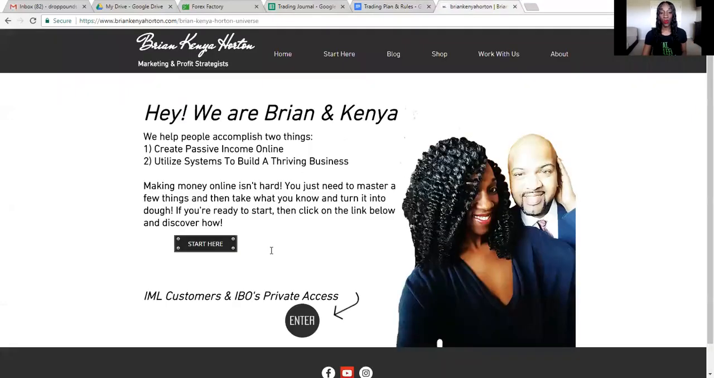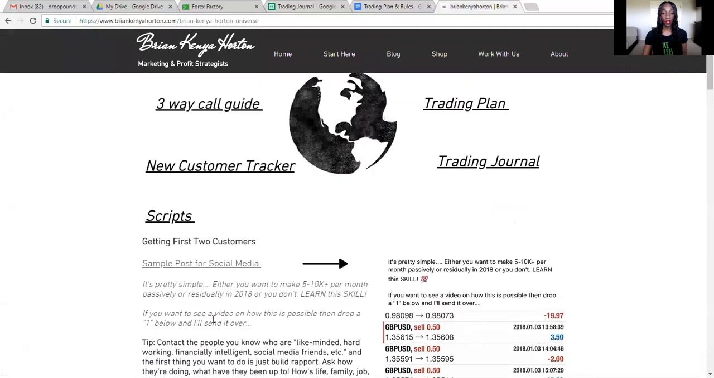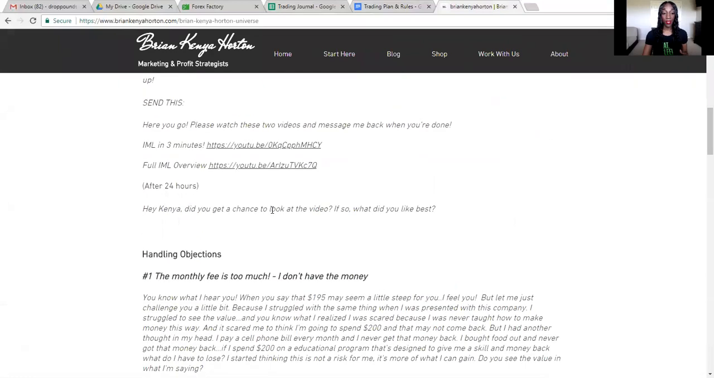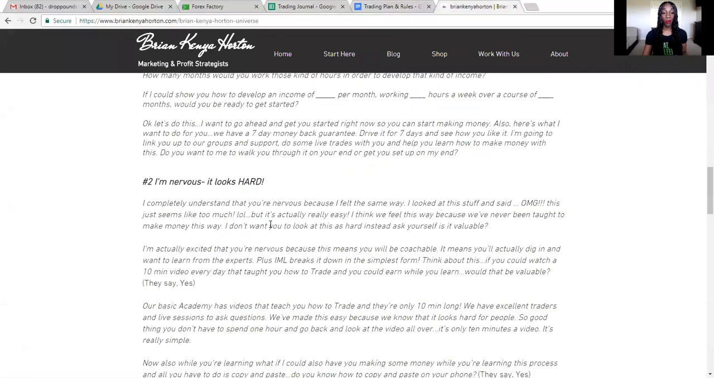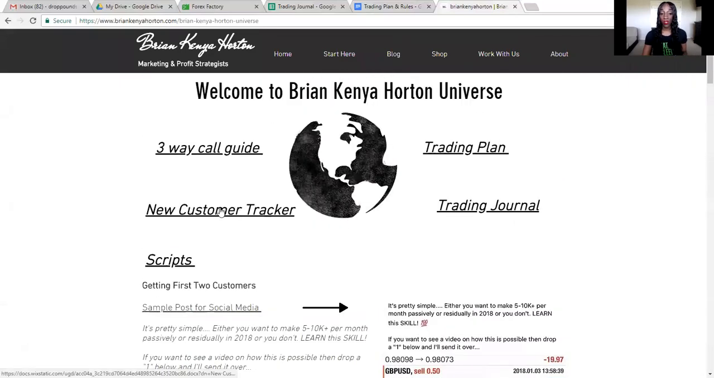And once you enter the password, there's going to be a section there for you to access the trading plan, the trading journal. There's scripts here for you, everything that you need to go and talk to someone. I mean, step by step, how to handle objections when you're talking to people. You can copy and paste this from your phone. Everything you need is right here. A new customer tracker for IBOs. So when you enroll new customers, this gives you a tracker on how to keep track of them, everything that you need, guys, okay? 3-way call guide, how to set up a 3-way call with your upline. Everything is here for you, and I'm constantly updating and adding to this site.